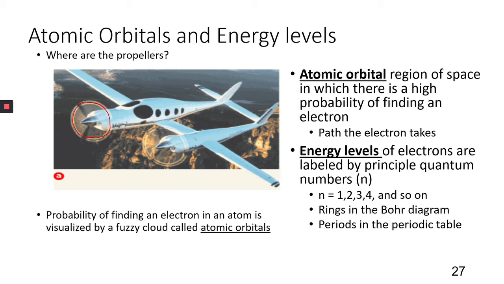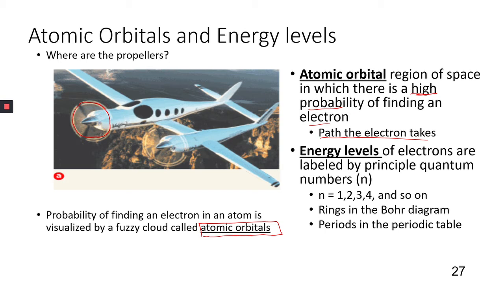So the probability of finding an electron in an atom, you can visualize it by fuzzy clouds, and we call these our atomic orbitals. So what is an atomic orbital? It's a region of space where you have a high probability of finding the electron. I also like to say it's the path the electron takes.